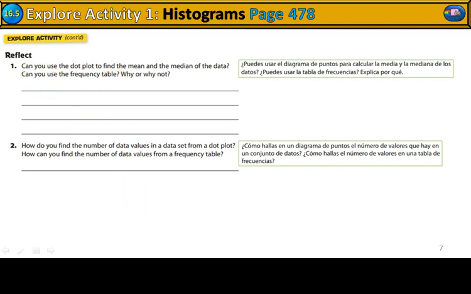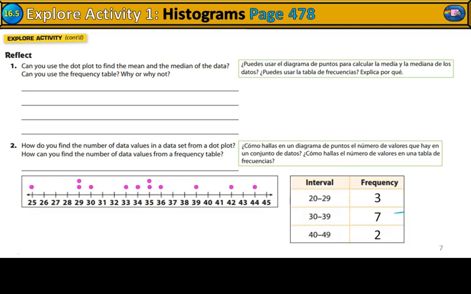Why or why not? To answer this question, we'll have to look back at the dot plot as well as the frequency table. From the dot plot, yes, we can absolutely find the mean and median because we know what the real values are based on the dots. However, in the frequency table, we have 3 values in the 20 to 29 interval. These 3 numbers could be anything. If we didn't have the dot plot, we wouldn't know what those values are.